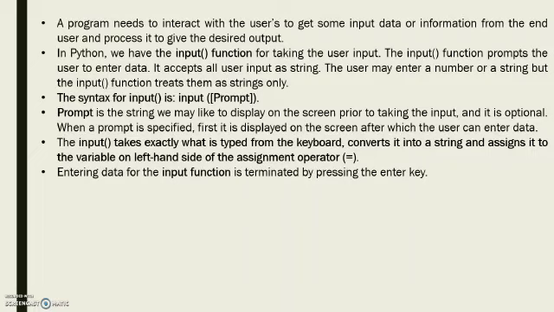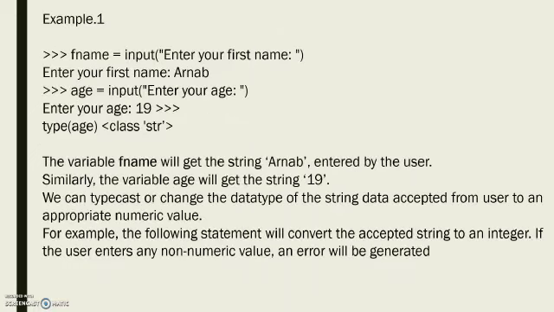Now whatever data we give from our keyboard, it is converted to a string. We have seen earlier that the input function takes everything as a string. So even if we type in arithmetic calculations, it is converted into a string and only then it is assigned to the variable that lies on the left hand side, and the operator used is the assignment operator equal to. Entering data for the input function is terminated by pressing the enter key. As soon as we have completed the entry of our data, we can press the enter key and that terminates, that means it ends, the input function.